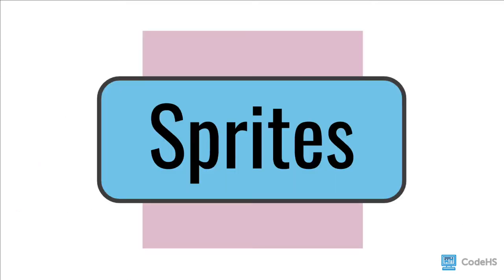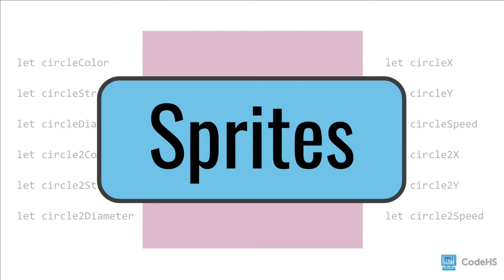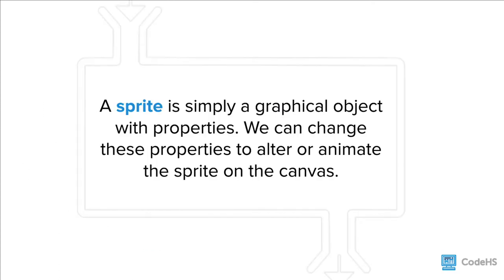Thankfully, objects called sprites help us organize all of this. A sprite is simply a graphical object with properties. We can change these properties to alter or animate the sprite on the canvas.